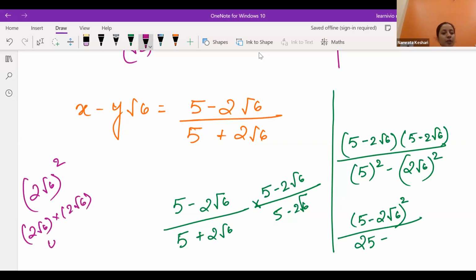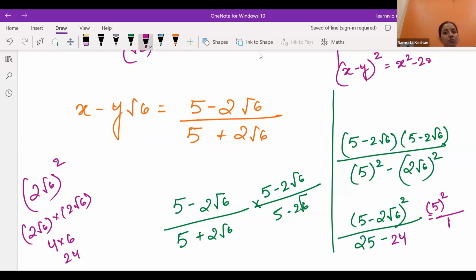Yes, ma'am. That means 4 into 6. That means 6 4 times, 24. So here I need to write 24, right? And what about the numerator? The numerator will be x square. See, this is the formula. The numerator, we need to use the formula of x minus y whole square. That is x square minus 2xy plus y square. Have you seen this formula in the polynomial chapter? Yes, ma'am. Or maybe just before that also you must have seen this formula.